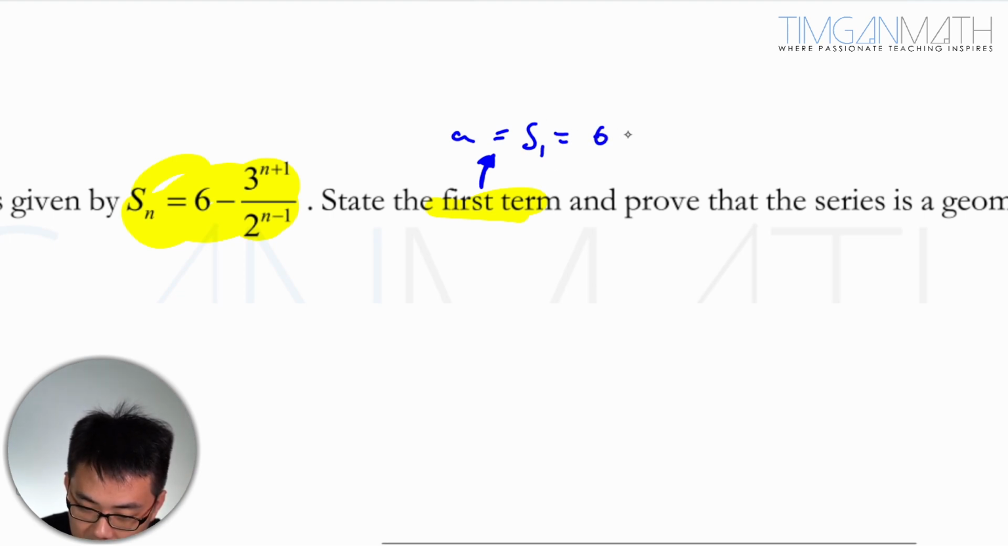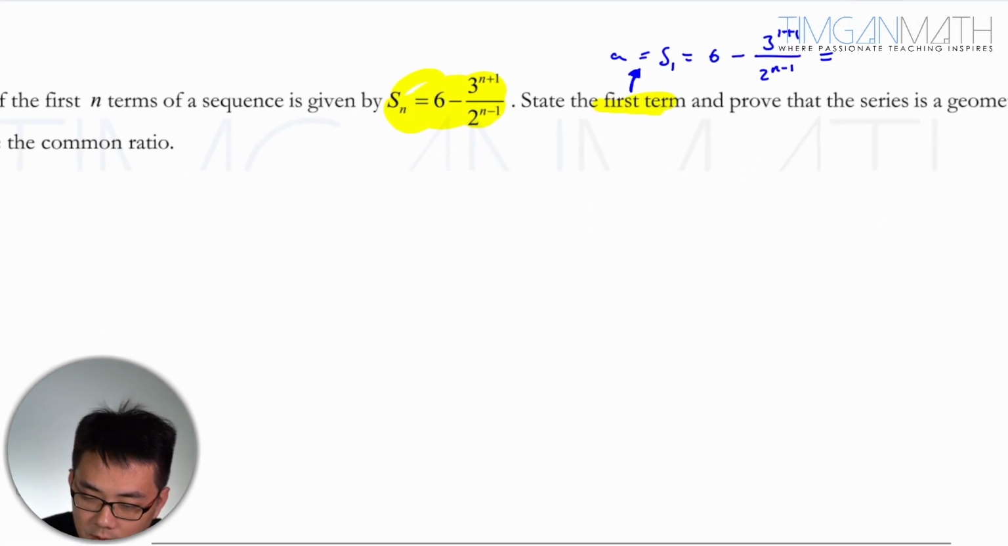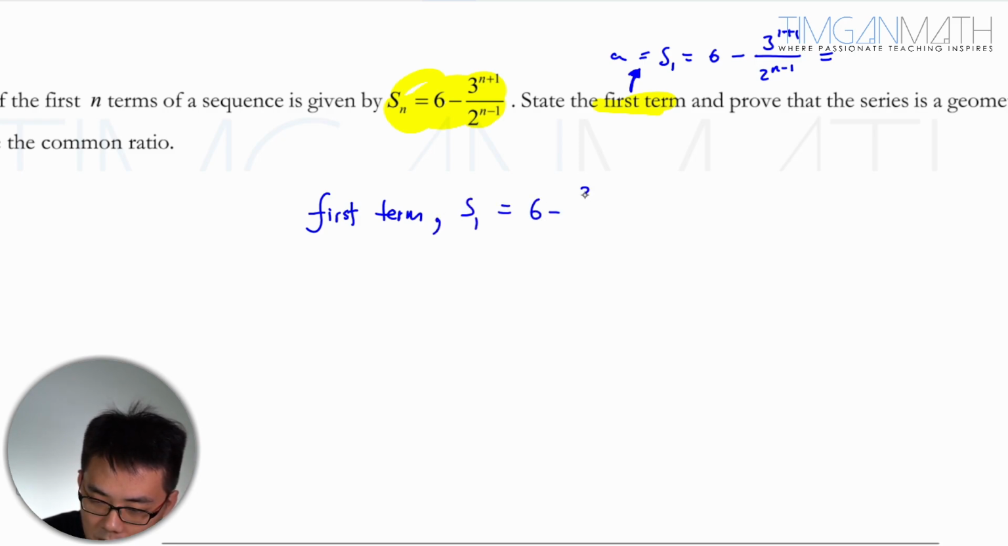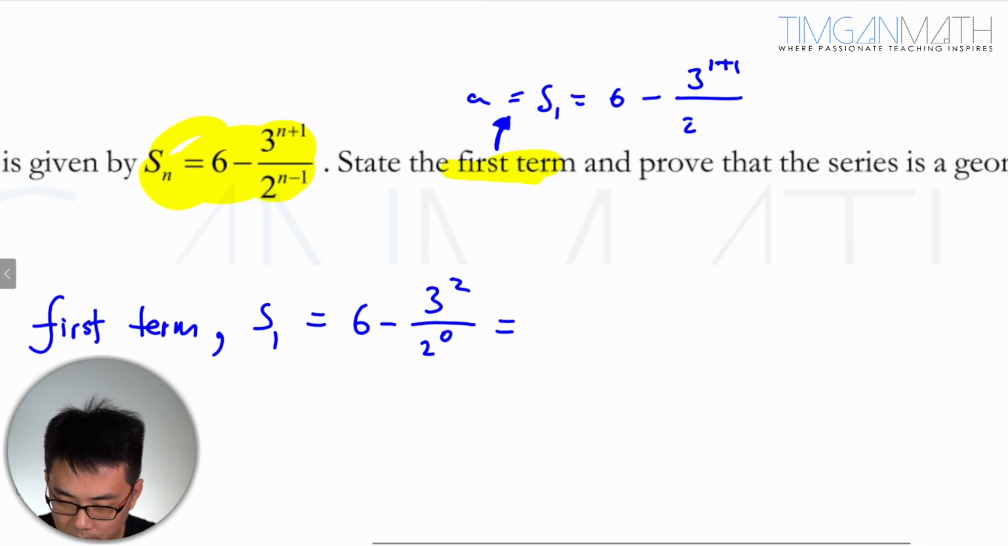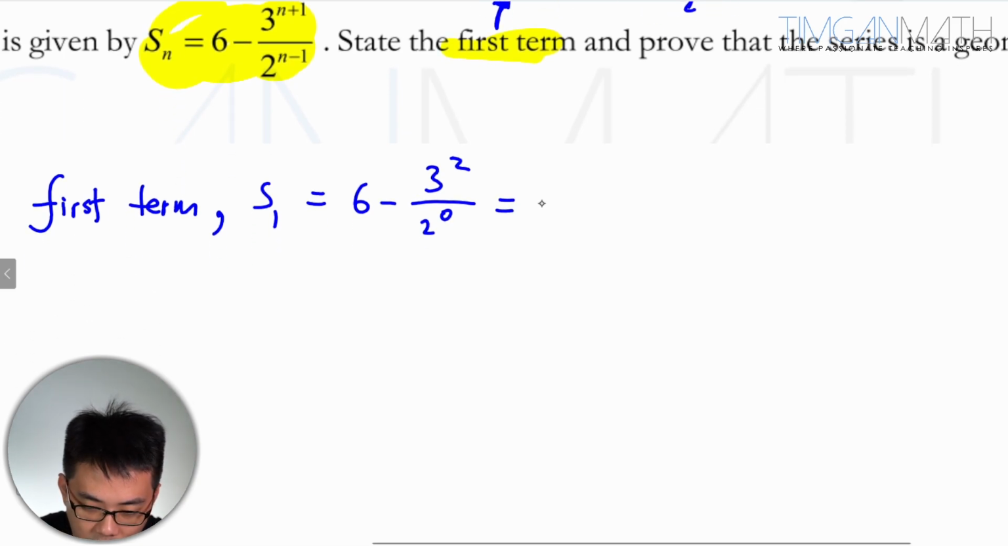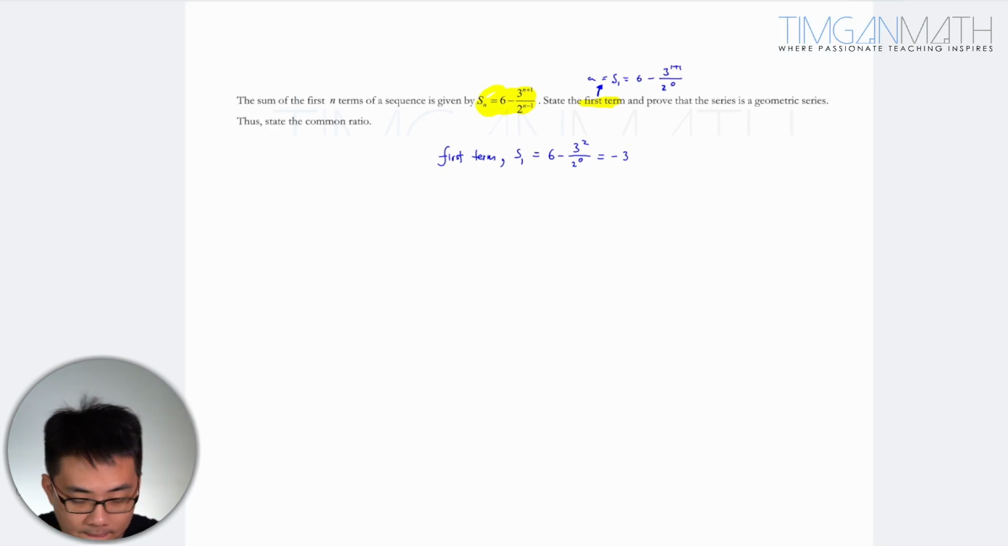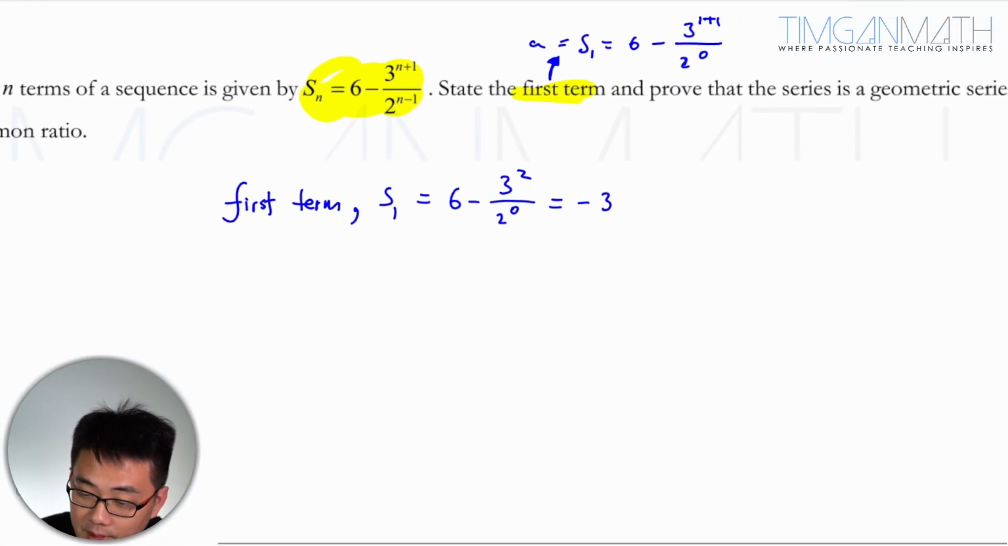So this is 6 minus 3, 1 plus 1 over 2n minus 1. So the first term, S1, will give us minus 3. So just take the first term, then prove that the series is geometric.